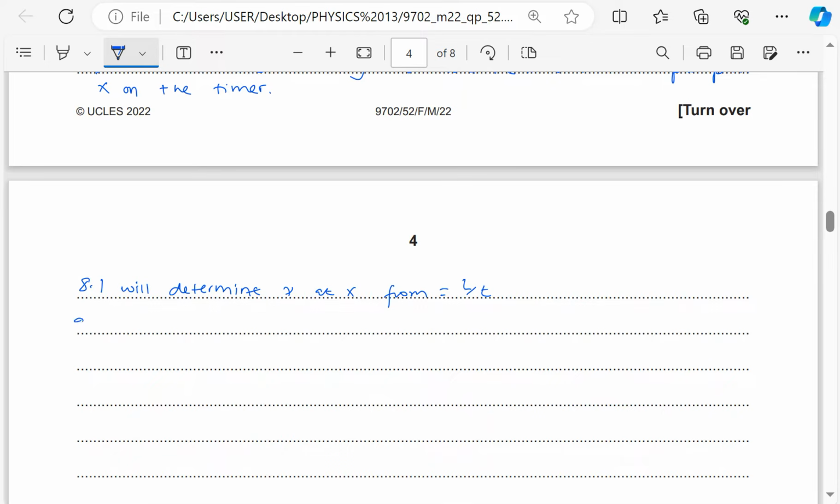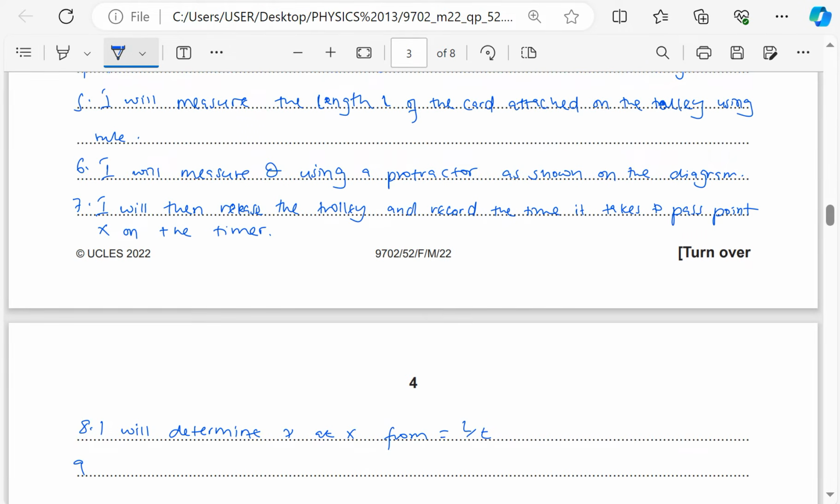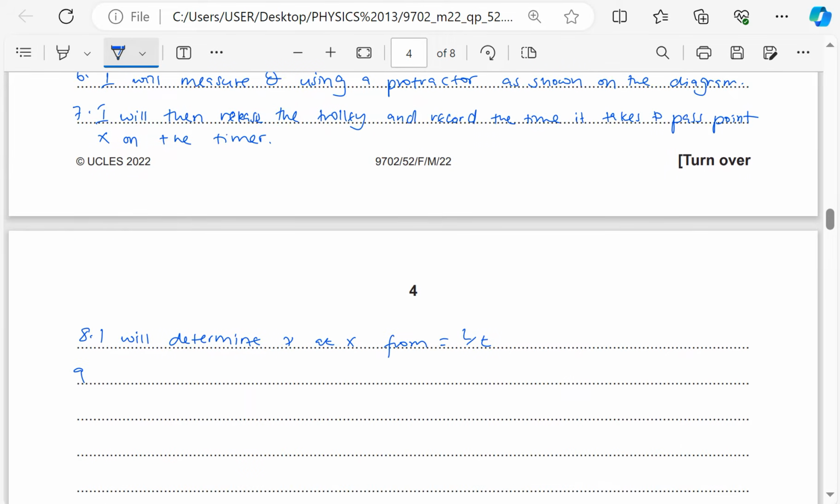Then step 9, I have of course to repeat a step. I will repeat step 6. Do I need to repeat step 6? No. I will repeat step 7 and 8 for the same value of theta and obtain an average value of V. So I will repeat step.